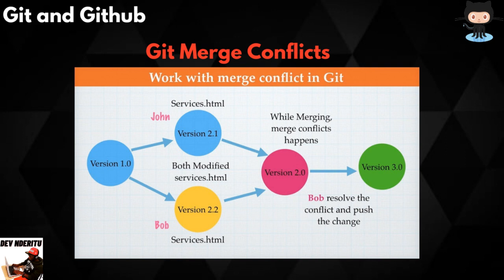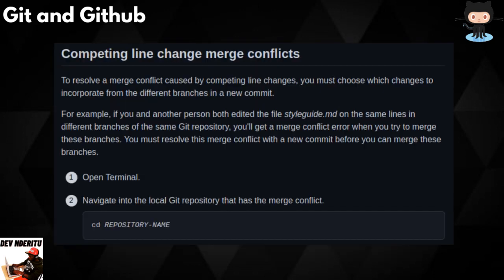So then moving on: competing line change merge conflicts. This is directly from the GitHub docs. To resolve a merge conflict caused by competing line changes, you must choose which change to incorporate from the different branches into a new commit. For example, if you and another person both edited the file style-guide.md on the same line in different branches of the same Git repository, you'll get a merge conflict error when you try to merge these branches. You must resolve this merge conflict with a new commit before you can merge these branches.